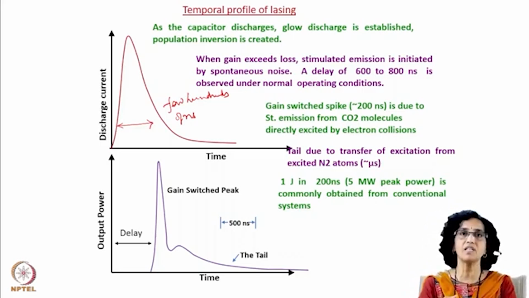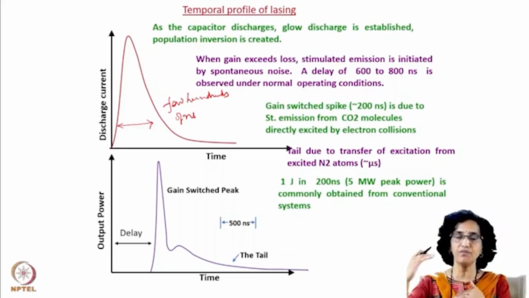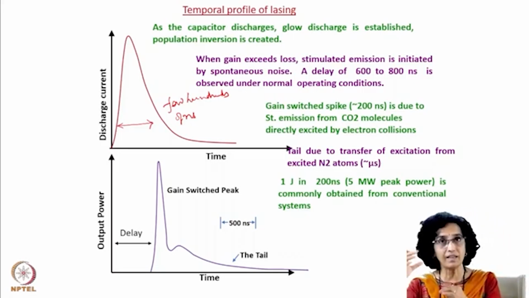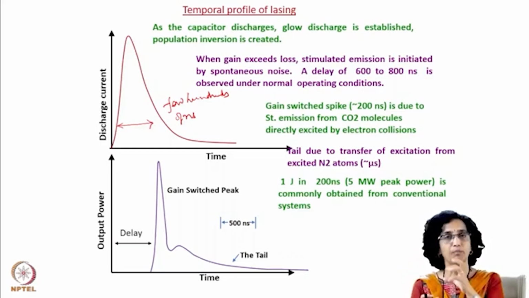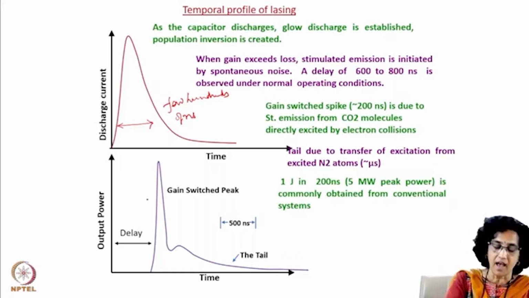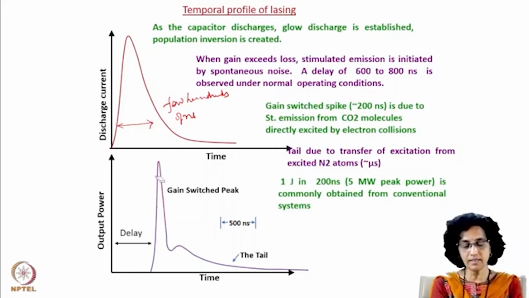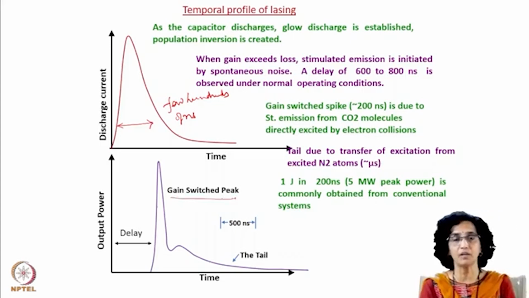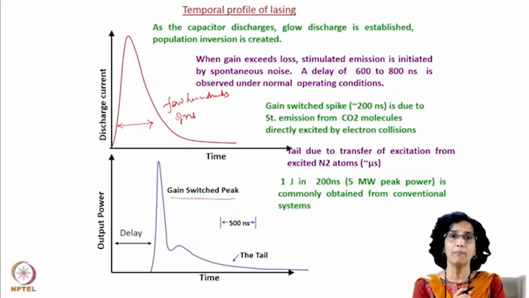And when stimulated emission is finally set, then this population inversion which has been created is quickly brought down through stimulated emission. And this is seen as the output power. You can see there is a peak in the output power, which is followed by a tail. So this is called the gain switched peak. Why is it called gain switched peak? Because the lasing is switched by the gain in the population inversion.